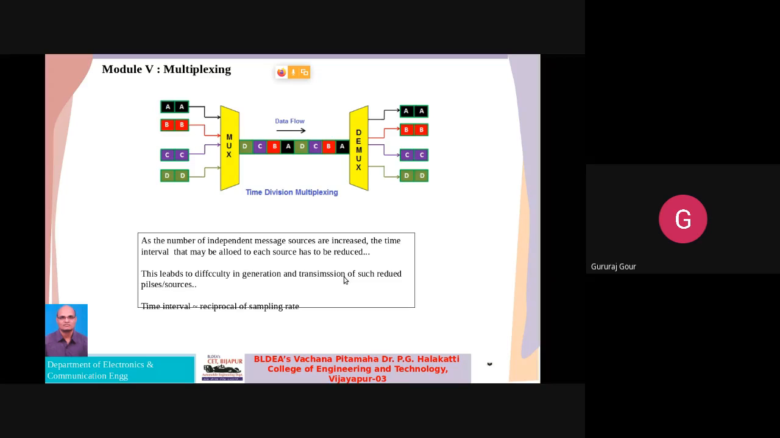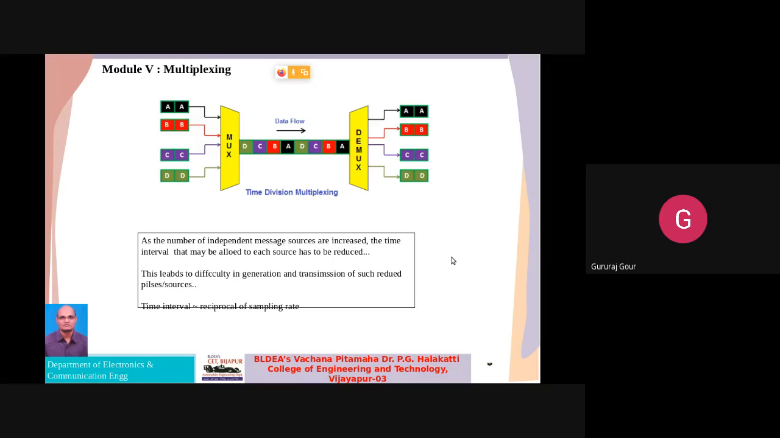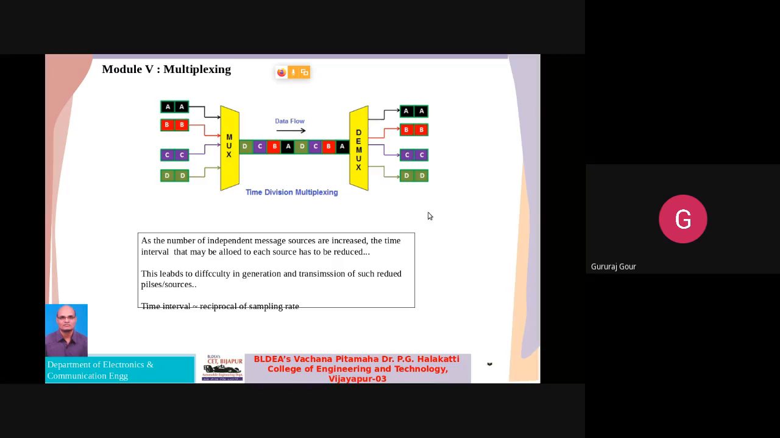In that case, we may lose some things, because the time interval that is actually required for each signal to be transmitted may not be allocated. In that case, we may lose our information. So this one condition should be there: the time interval you allocate to each signal you want to transmit should be the reciprocal of the sampling rate. So that is one concept about TDM.